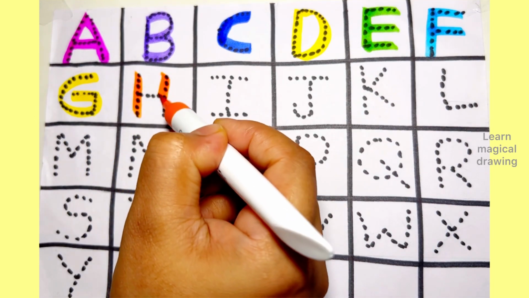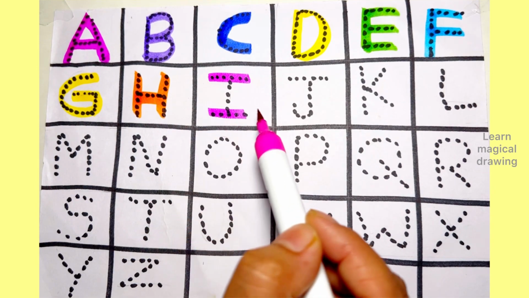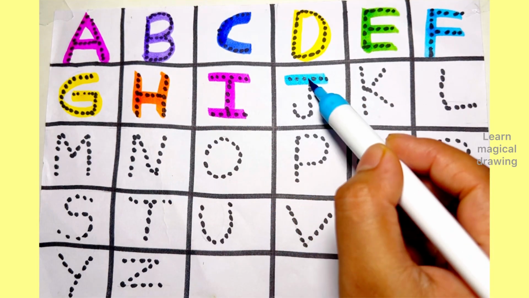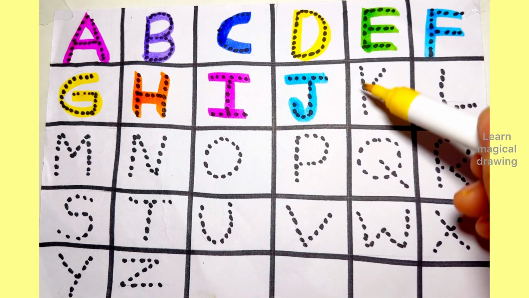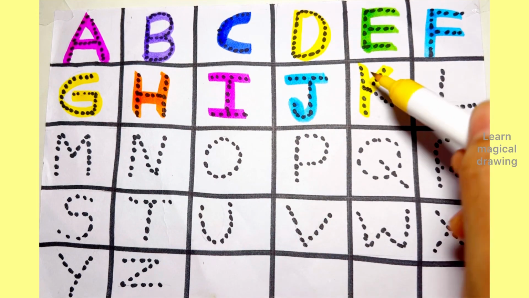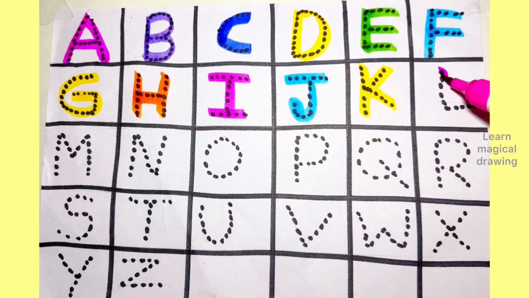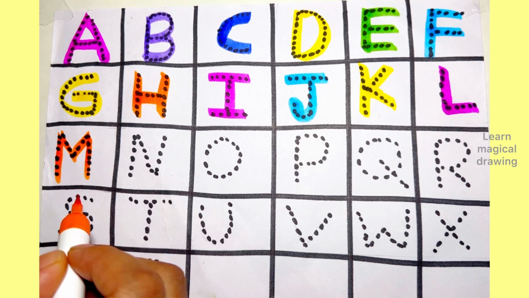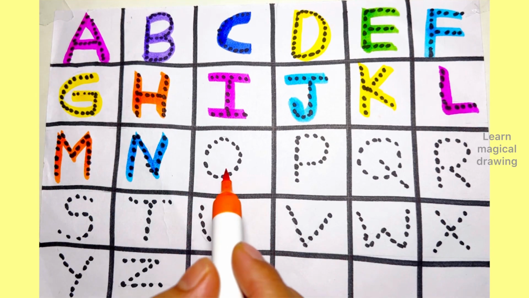H for hand. I for ink pot. J for jellyfish. K for knife. L for lemon. M for monkey. N for nest.